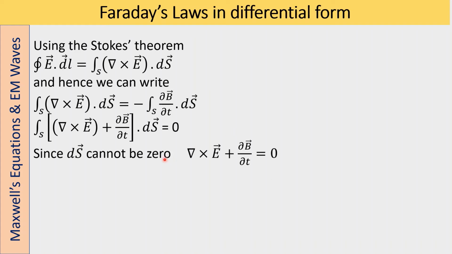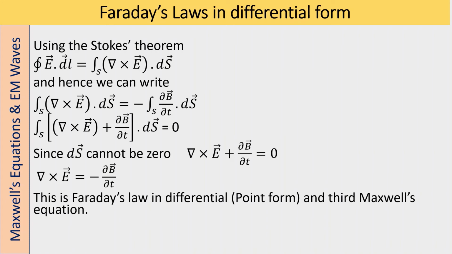Here ds cannot be 0, so therefore curl of E plus del B by del t should be equal to 0. So therefore curl of E should be equal to minus del B by del t. So this is Faraday's law in differential form, and it is the third Maxwell's equation.